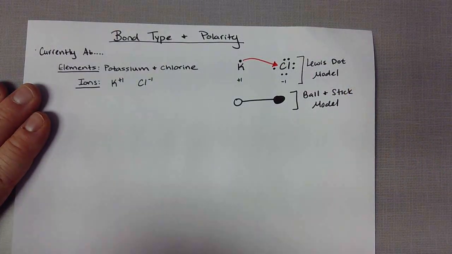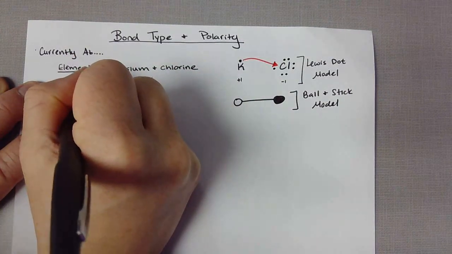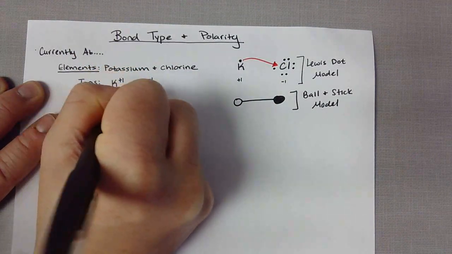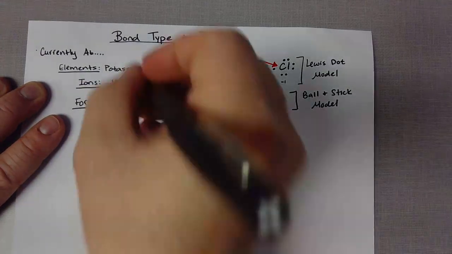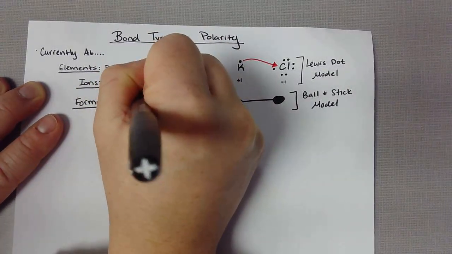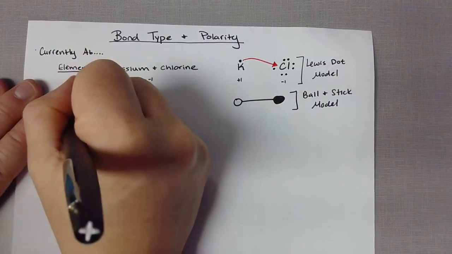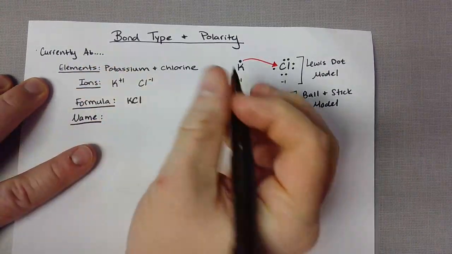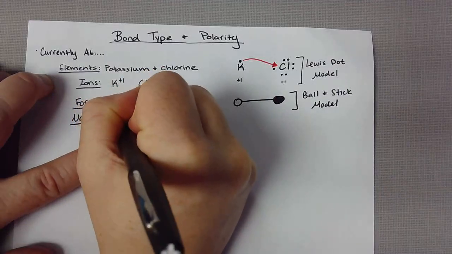All right, keep it going. What could we do with those ions? We could cross and drop them to refer to the compound as a formula, KCl. We could also name that formula scientifically as potassium chloride.